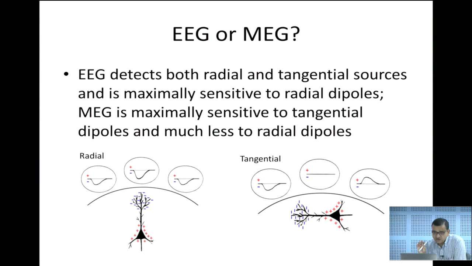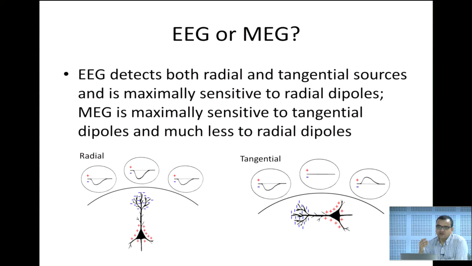Especially because EEG picks up both, and it's more sensitive to the radial. But if you're really expecting your effects in the tangential or in the sulci, then MEG is definitely a much better bet. But if you're doing an experiment, suppose, one comes to my mind, the feedback related negativity, called FRN. This is an ERP component.